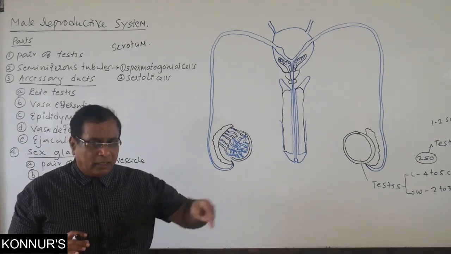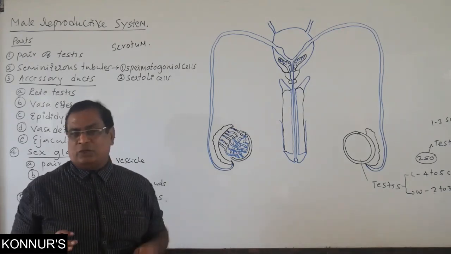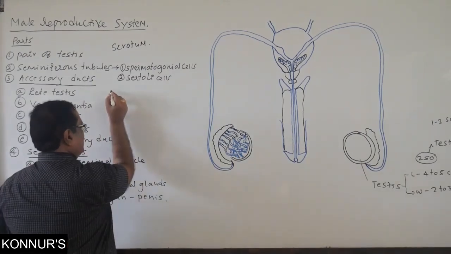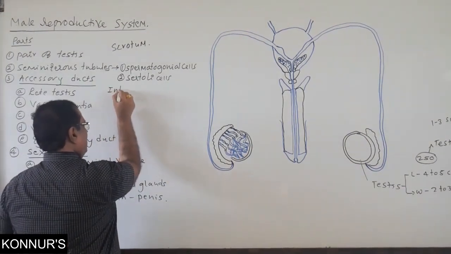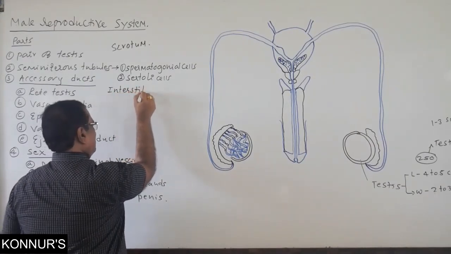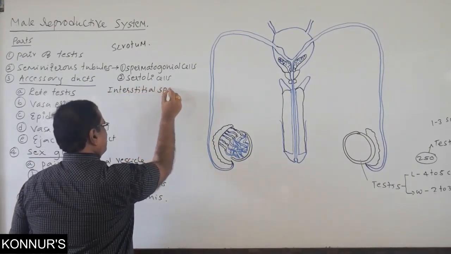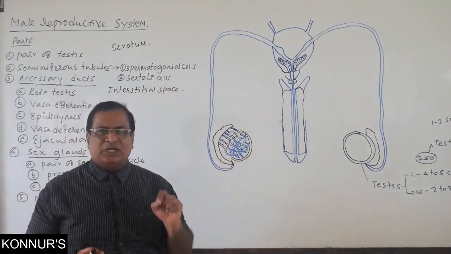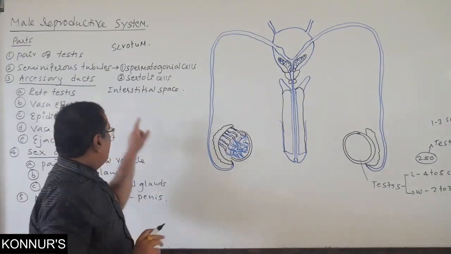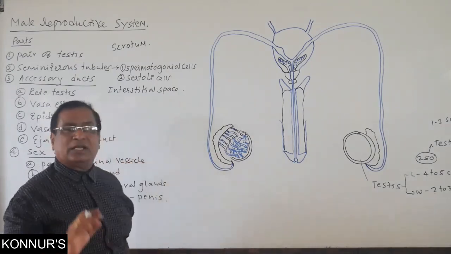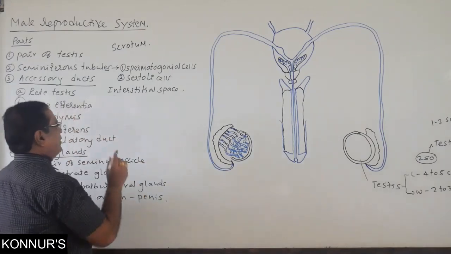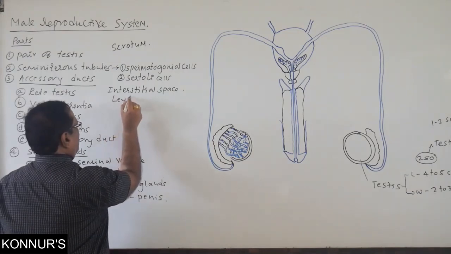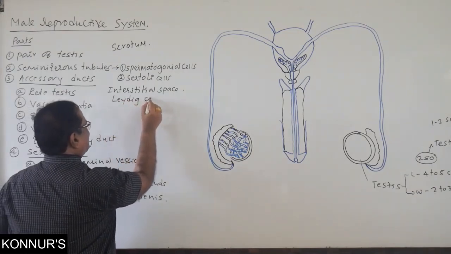In between the seminiferous tubules, there is a space. That space is named the interstitial space. In this interstitial space, another type of cells is present. Those are Leydig cells.